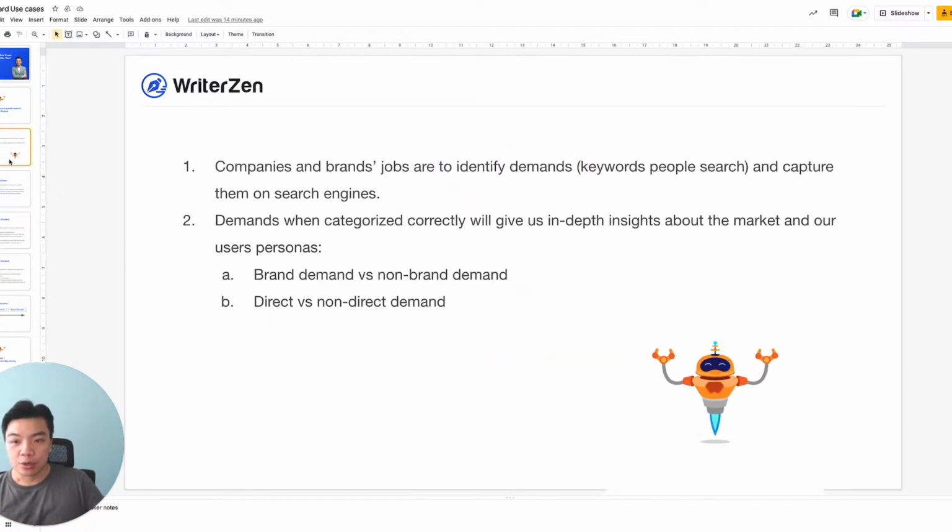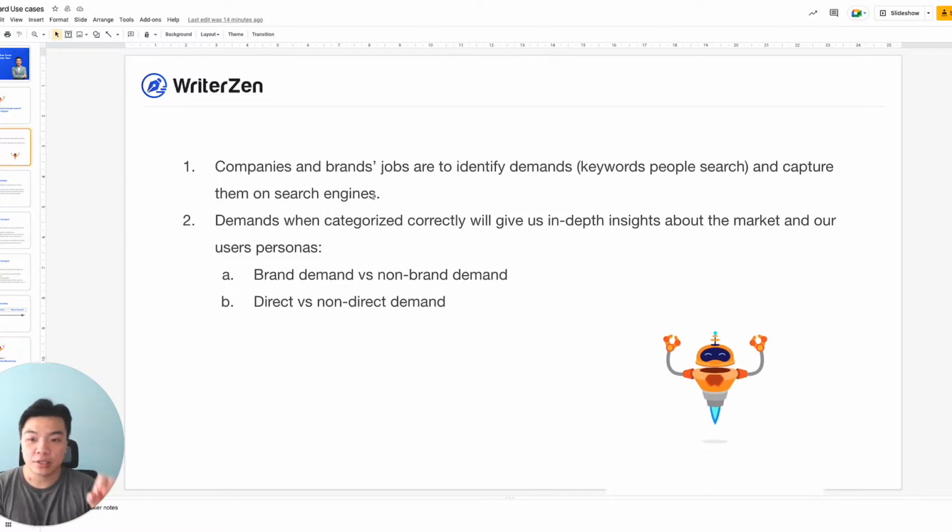As you can see, I show you here. Companies and brands identify demands, keywords people search, and capture them on search engines. So think of this as keywords that people search are capturing types of demands, and there are several different levels of demands. So if they are demanding about your brand of the product or service, that's the highest level, because they're already aware that they need that service, and now they know that you are one of the options, and they want to know what you can offer. So it's like they have already gone very far along their buyer journey. So it's the brand demand.